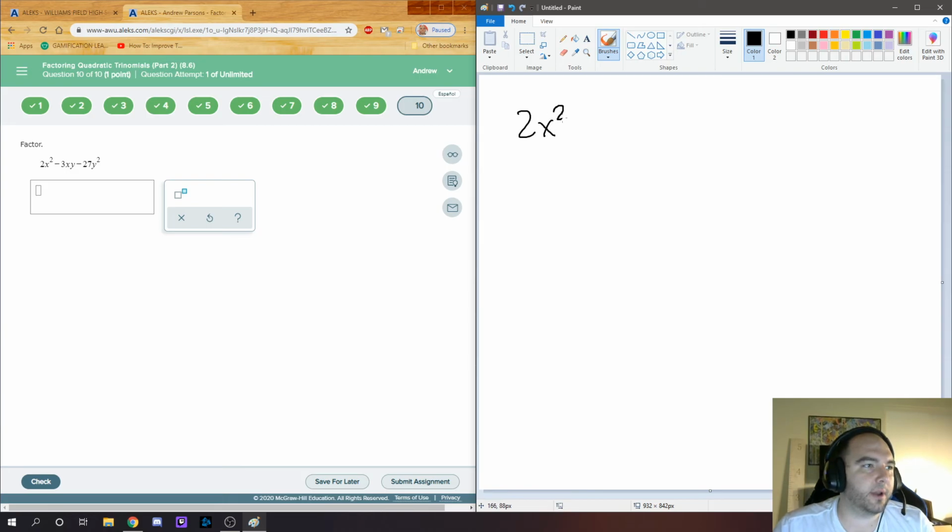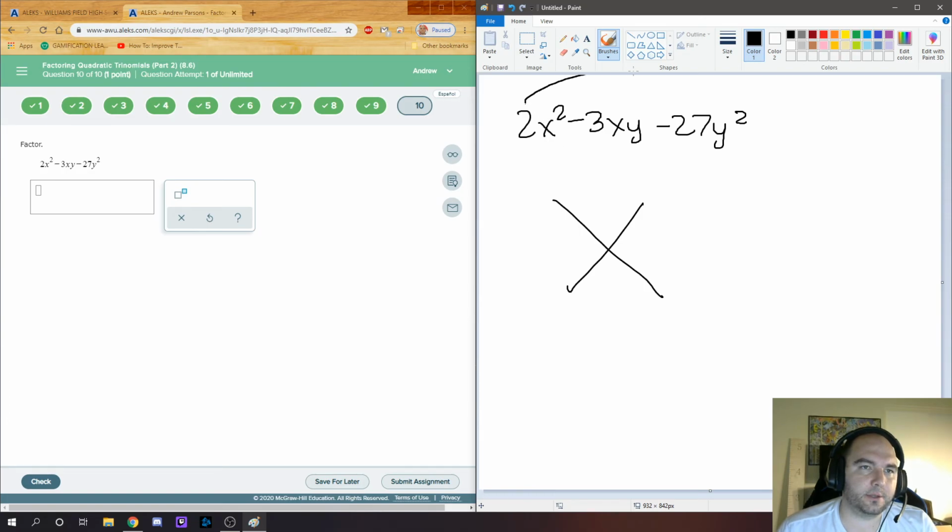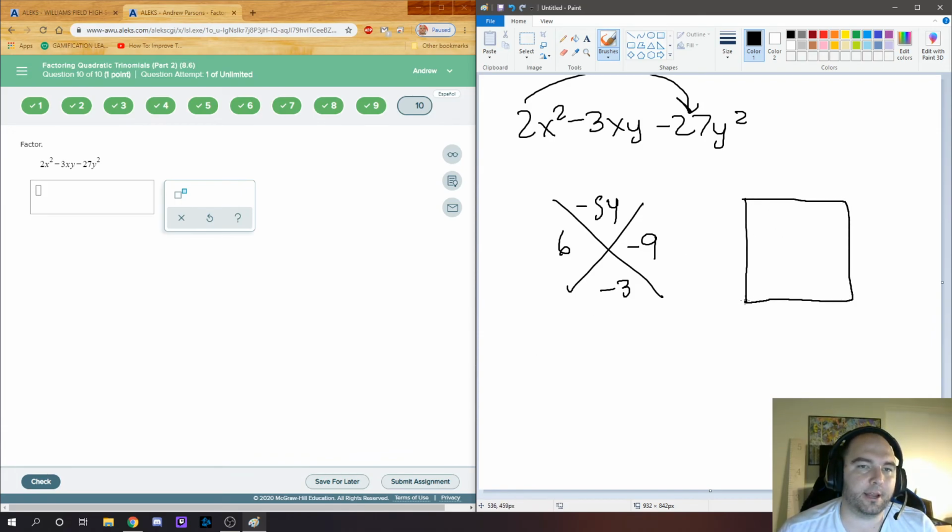So 2x squared minus 3xy minus 27y squared. I'll do this one with the box. So I'm going to put this x here. 2 times negative 27 is negative 54. What multiplies to make negative 54 but adds up to negative 3? 6 times negative 9 makes negative 54, and 6 minus 9 makes negative 3.